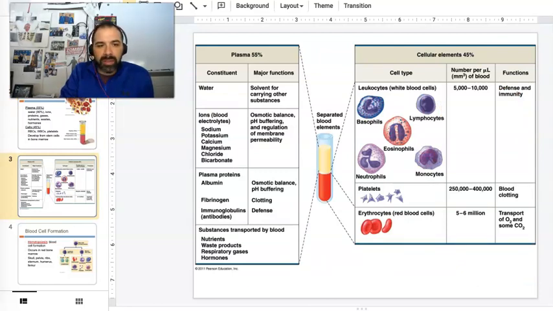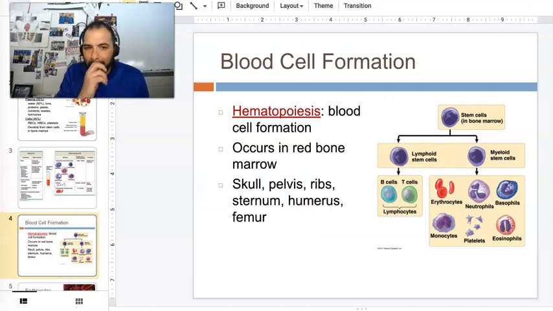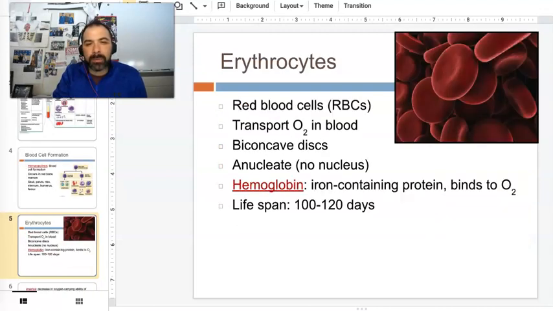You can pause it and look at that on your own. So we talk about how blood cells are made. Hematopoiesis is blood cell formation. You see hema, that often refers to blood. It does occur in the red bone marrow, which we talked about when we did the skeletal system and the spongy bone. Places where you're going to see a lot of blood cell formation are the skull, the pelvis, the ribs, the sternum, the humerus, a lot of those flat bones.